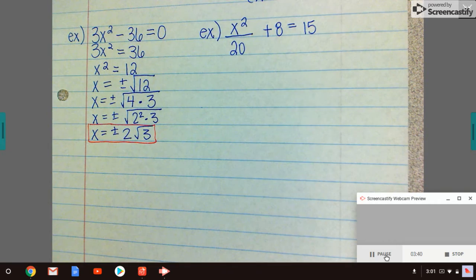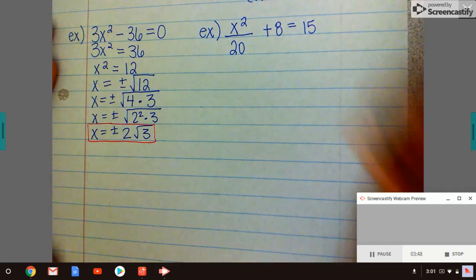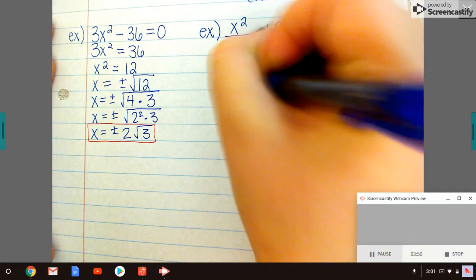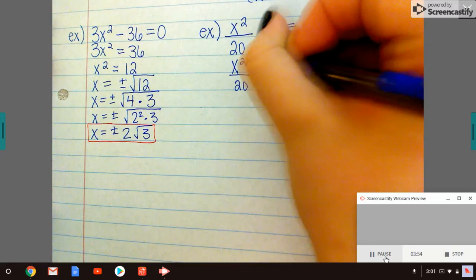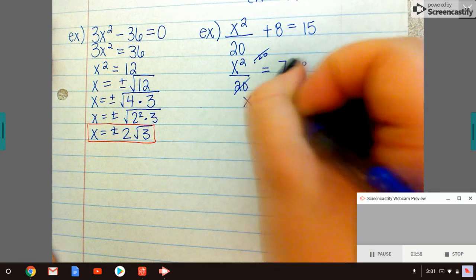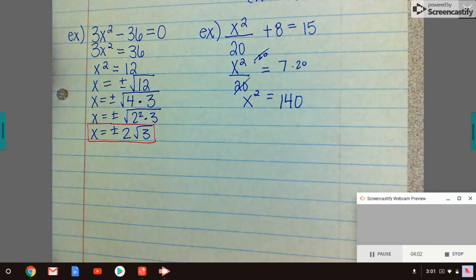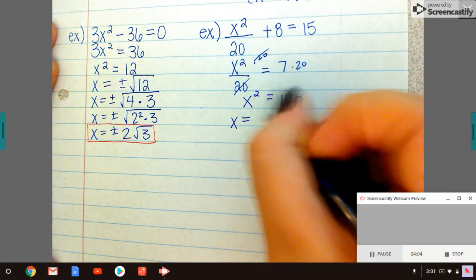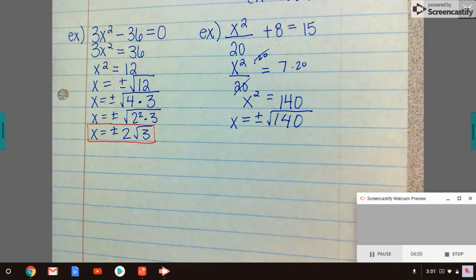In my next one, I've got x squared over 20 plus 8 equals 15. I want to get my x squared term by itself, so let's subtract 8 and then multiply both sides by 20. I've got x squared equals 140. From here, square root both sides and add our plus or minus, and then do what we can to simplify this square root.